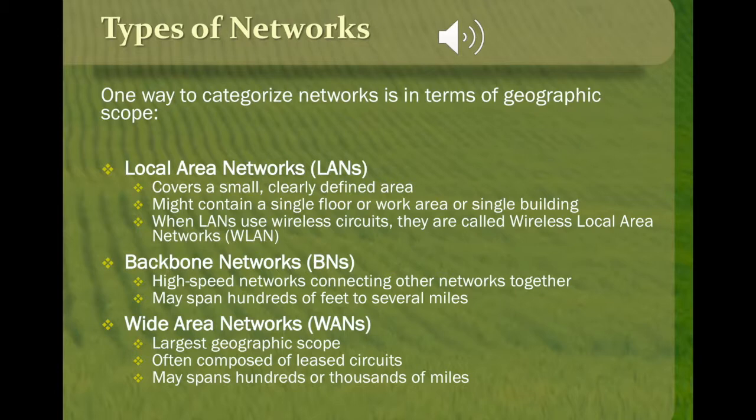Now conversely, the local area network covers a small, clearly defined area. It might be a single floor work area, or it might even be a building. I like to look at these areas based on functional units. They don't necessarily do that here at Albertus. In other words, pretty much everything on the first floor at Aquinas Hall is one local area network, but it could be subdivided based on business department.